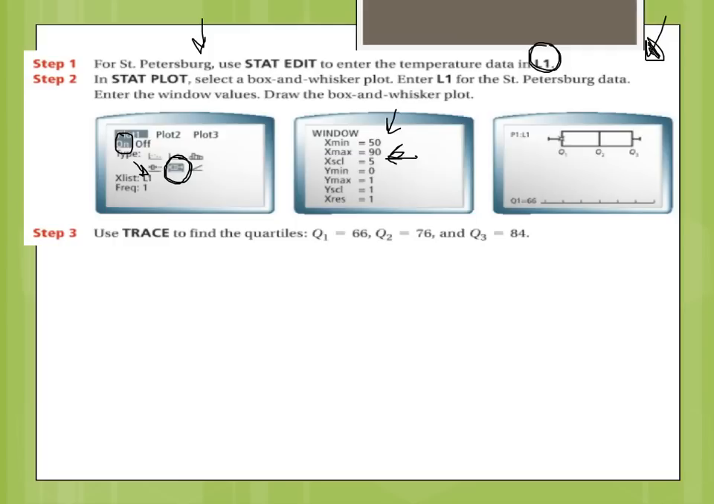So then you could push graph, and this is what it should look like when you graph it. When you use the trace button, then you can see what the numbers are. So you can use the trace button and put your little bug above the Q1, Q2, which is your median, Q3. That's another way to figure it out.